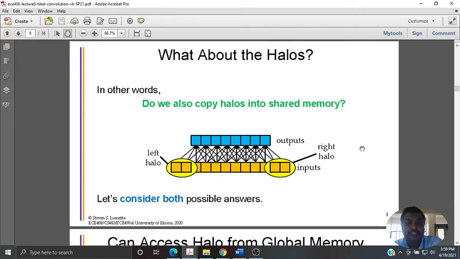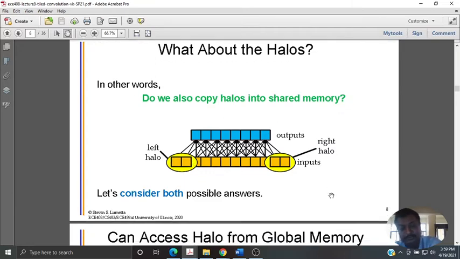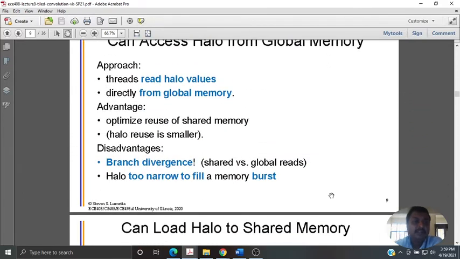So in other words, do we also copy halos into the shared memory? Halos are nothing but, as we have stated, elements that are shared across different tiles. Normally threads have to read the halo values directly from global memory. There are again three approaches being discussed. Either you coalesce memory, or you compute it and neglect the boundary conditions of whatever comes after the normally expected P elements. We will see that there are basically three approaches.